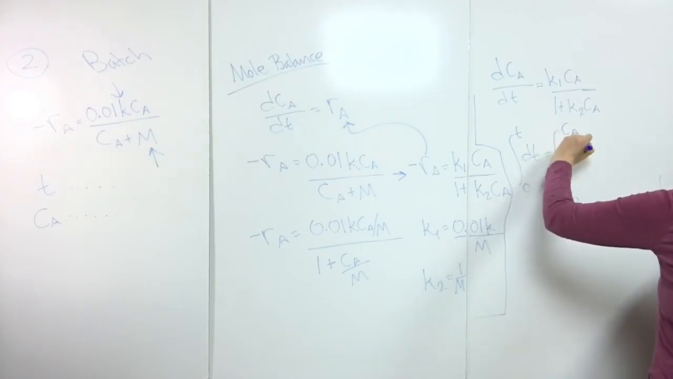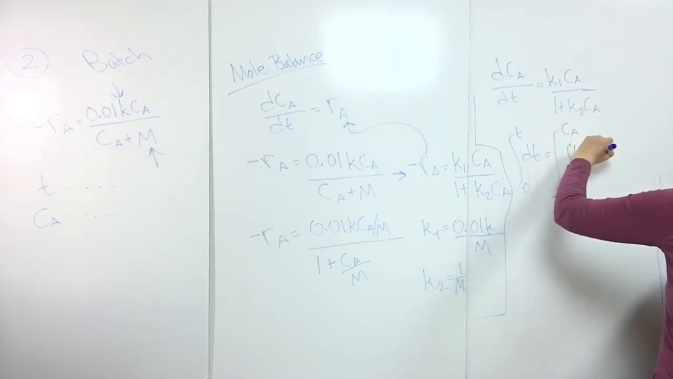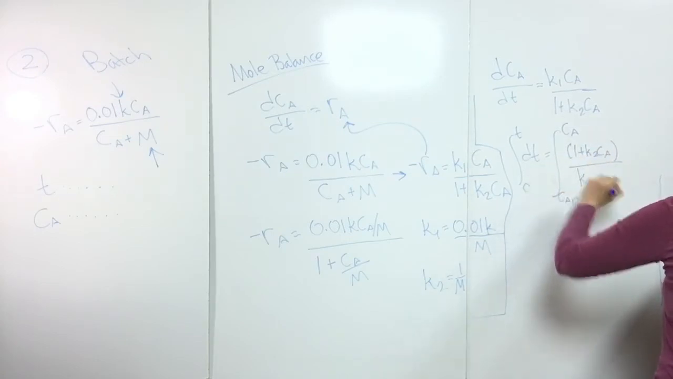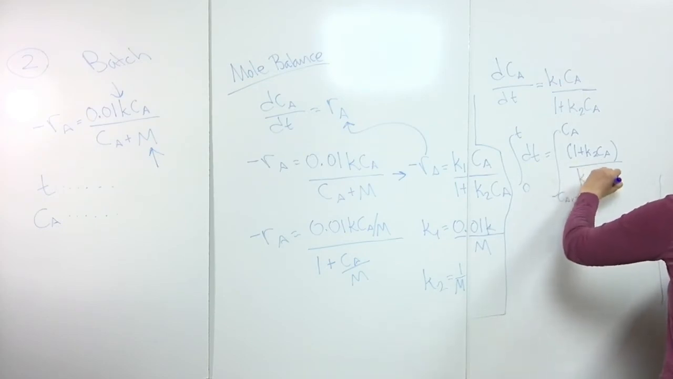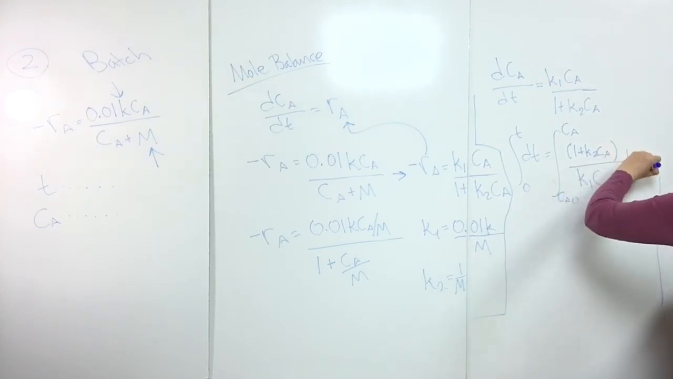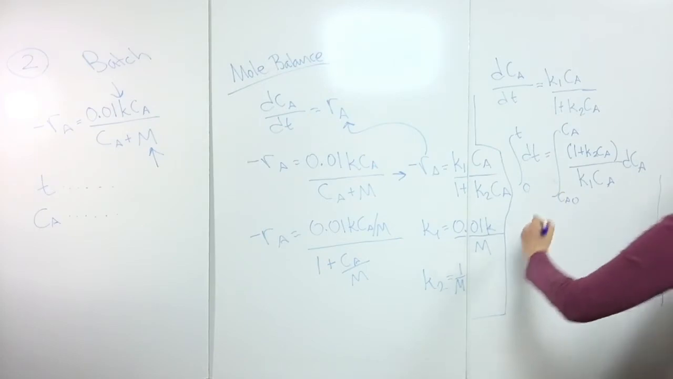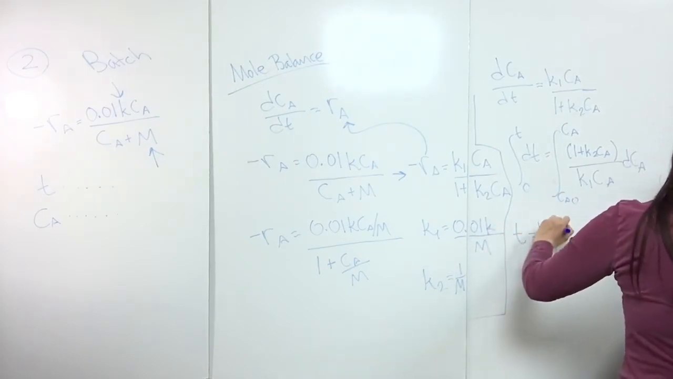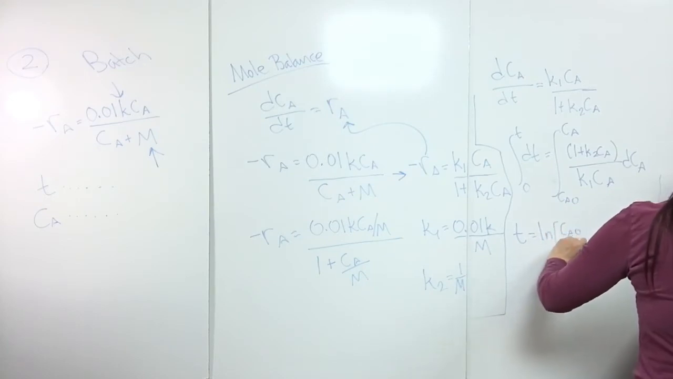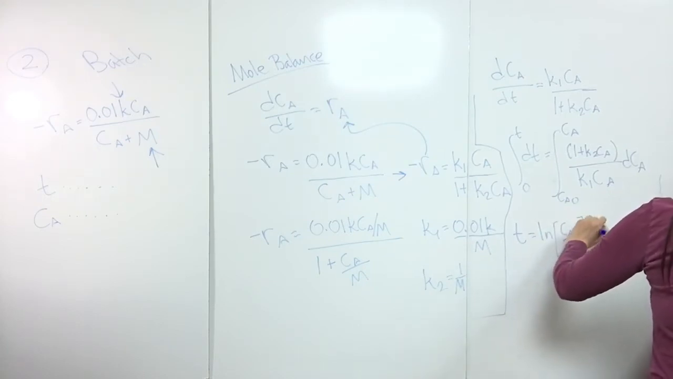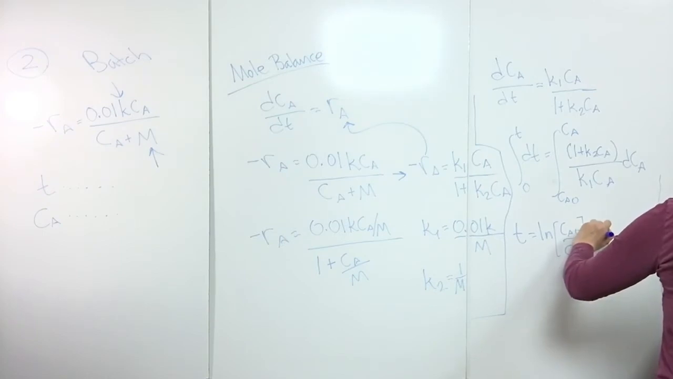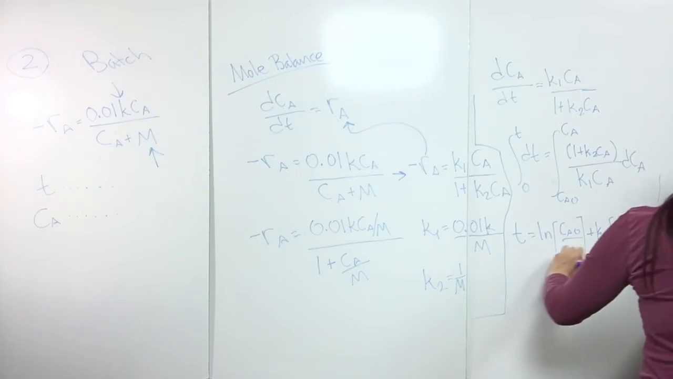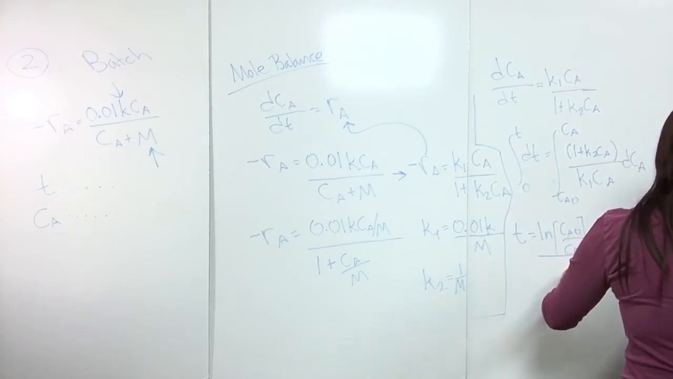So 1 plus K2 Ca over K1 Ca dCa. And then if we integrate this, we get t is equal to the natural log of Ca naught over Ca plus K2 times Ca naught minus Ca over K1.